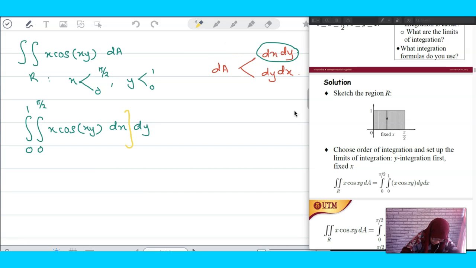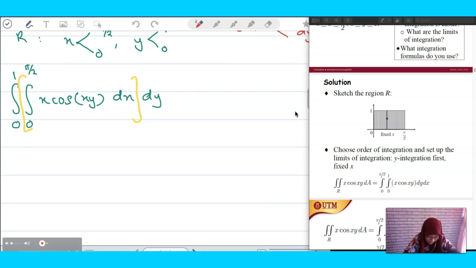So you have to solve the inner integral first, which means just integrate x cos xy with respect to x. Since you want to integrate with respect to x, the x that you have is outside the cos and inside the cos, which means that you cannot just use, maybe substitution works.